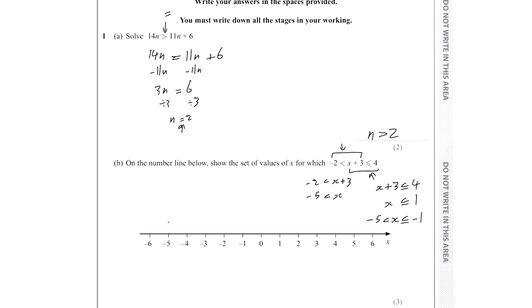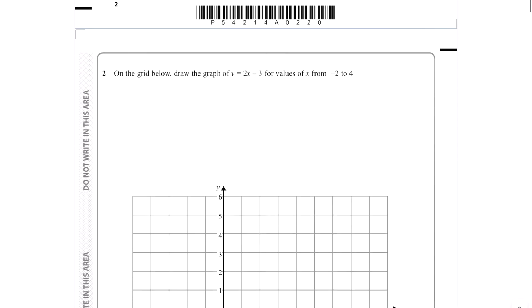So I'm going to draw a circle at minus 5, a circle at minus 1. Sorry, not minus 1. That should be 1. Now I'm going to fill in the circle at 1 because there's an equal to sign there. And then I'm going to draw a line that joins the two together. Moving on to question 2.